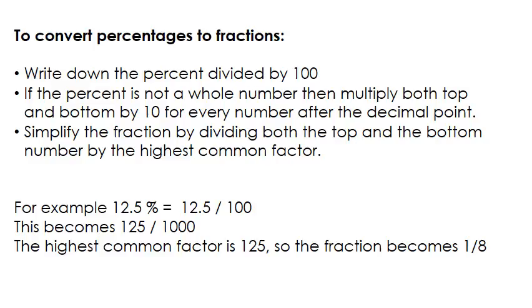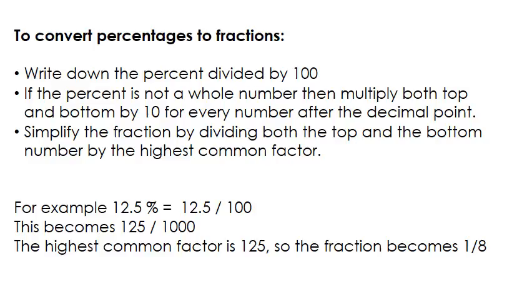So to convert percentages to fractions, first of all you write down the percent divided by 100. Secondly, if the percent that you've just written down is not a whole number, then multiply both the top and the bottom by 10 for every number after the decimal point. So if you had, say for example, 5.65, you'd have to multiply it by 100 because there's 2 numbers after the decimal point. Then lastly, you simplify the fraction by dividing both the top and the bottom number by the highest common factor. So we'll talk you through an example here.